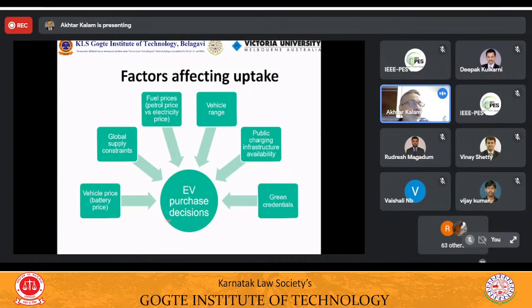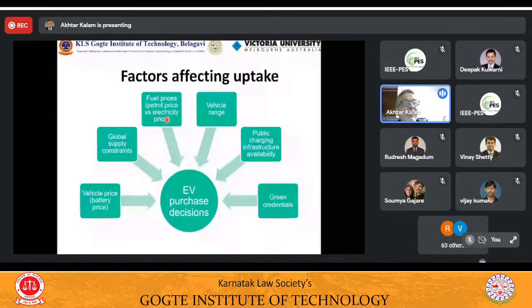So all that which is coming from global, there is constraint in our energy supply. Then the prices. Remember, a customer is going to compare the petrol versus electric price. Is it costing us more or less? And I will also give you an indication of that. Then what is the range of the vehicle? How many kilometers that vehicle goes? Can it go 50 kilometers? Can it go 400 kilometers? That is also a decision that will be required, the customer wants to know that.